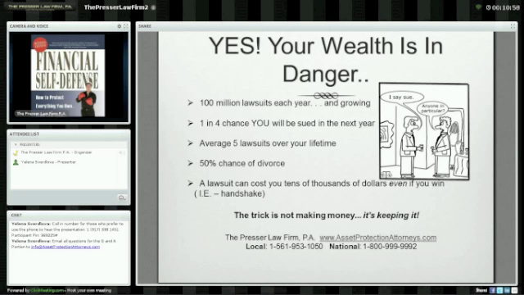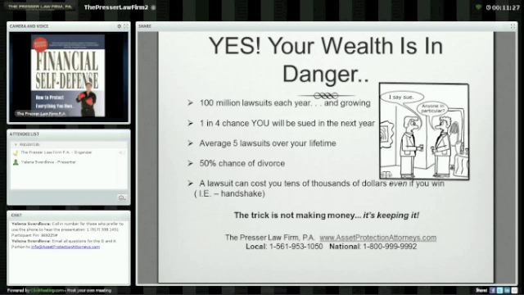There's a 50% chance of divorce, and a lawsuit can cost you tens of thousands of dollars even if you win the case. It's so easy with our legal system today to sue someone because more than likely you can get a free attorney on a contingency basis, but with that being said, it's probably going to cost you tens of thousands of dollars and years of opportunity cost to defend the case. So even if you win the case, you're really a loser because you've lost so much time, opportunity cost, and attorney's fees and defense costs.